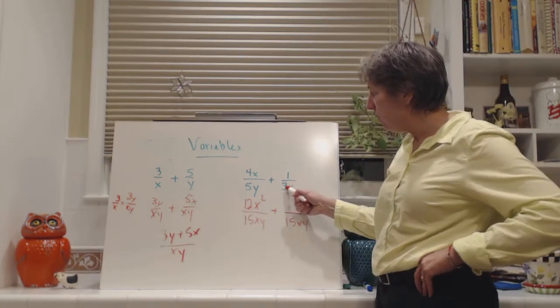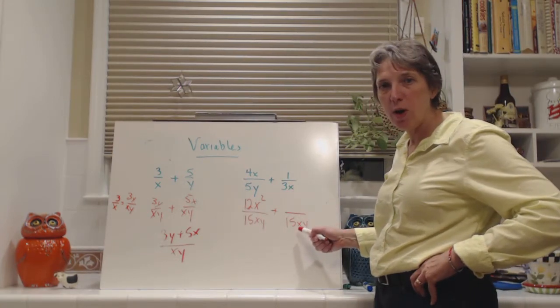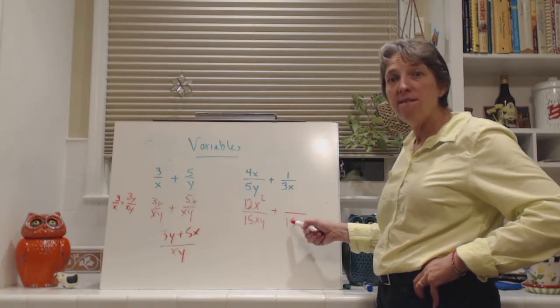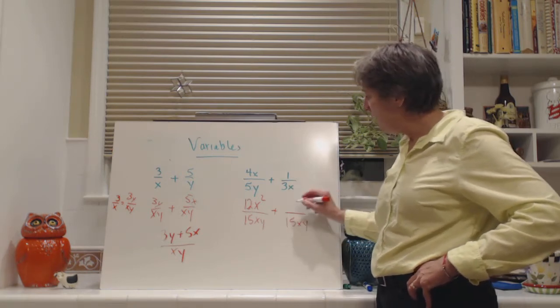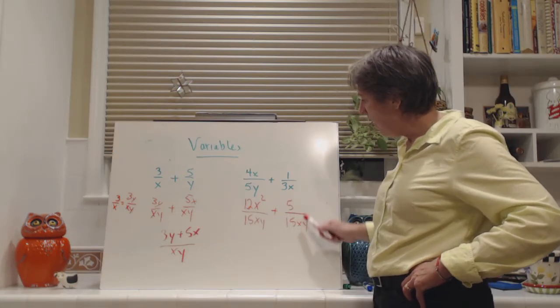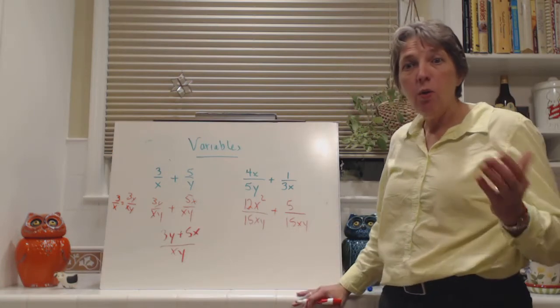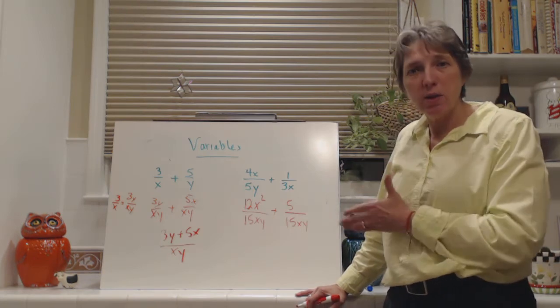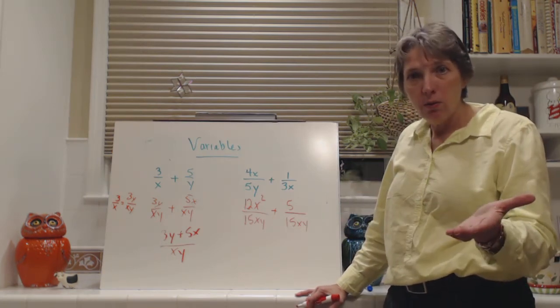Now I go over here and say 3x goes into 15xy with what left over? Well, 3 goes into 15 5 times, and 5 times 1 is 5. And then x goes into xy with what left over? What do I multiply x by to get xy? Y.